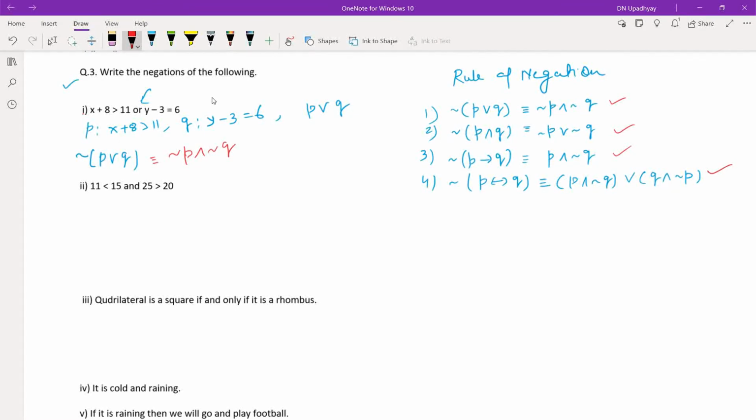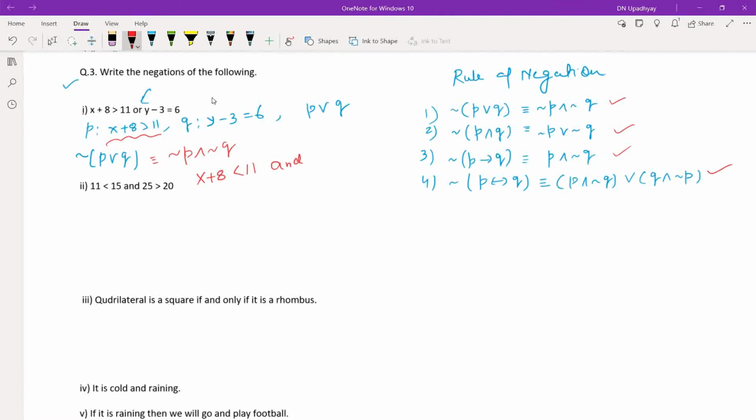So what will be the statement? Negation P is nothing but the negation of this statement x plus 8, so x plus 8 less than 11. This will be the negative statement, or negation of this statement. X plus 8 less than 11, and instead of writing or, we have to write and.